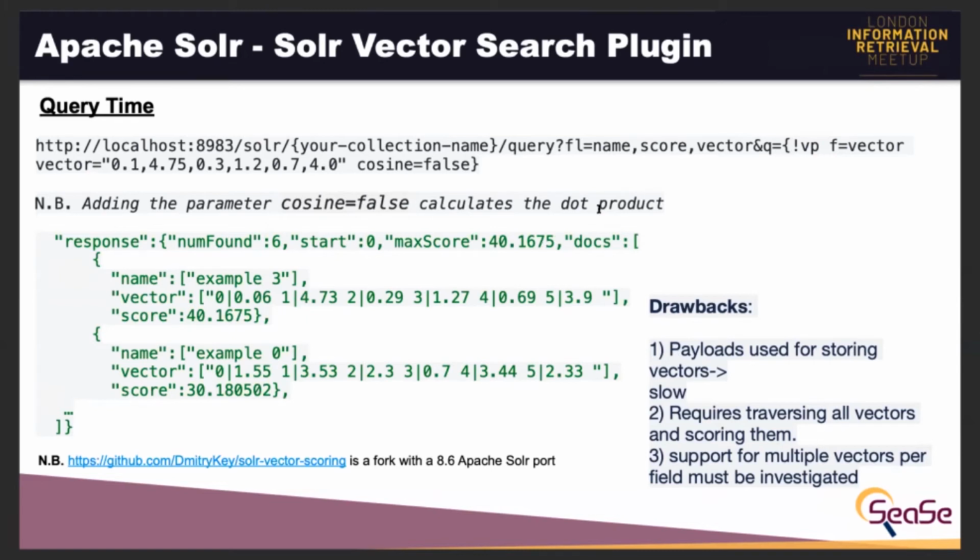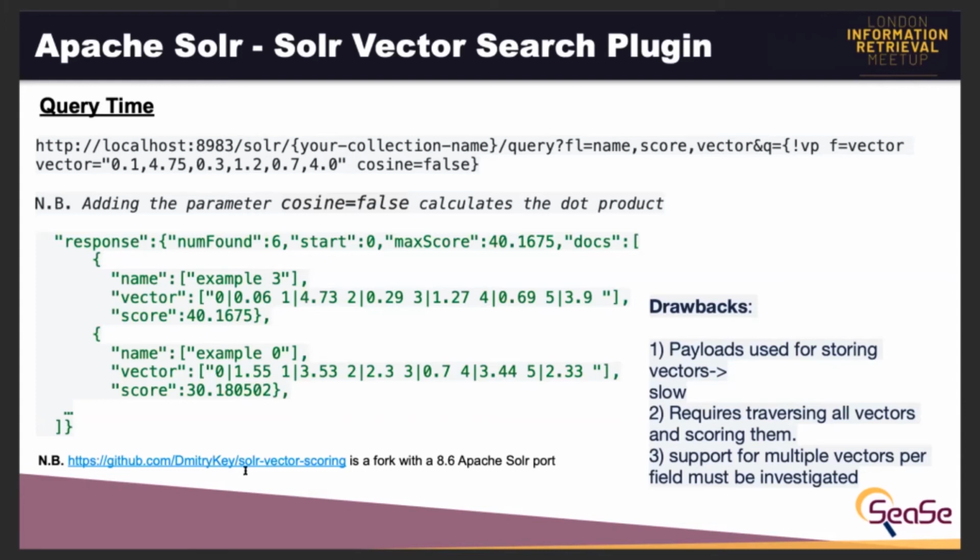So what are the negative points of this approach? First of all, payloads are used for storing vectors, and this is not ideal and it's quite slow. It works, but it may not be fine with your performance requirements. It requires traversing all vectors and scoring them. So that's a quite important drawback. There's also support for multiple vectors per field that must be investigated. It's not clear if this is possible.